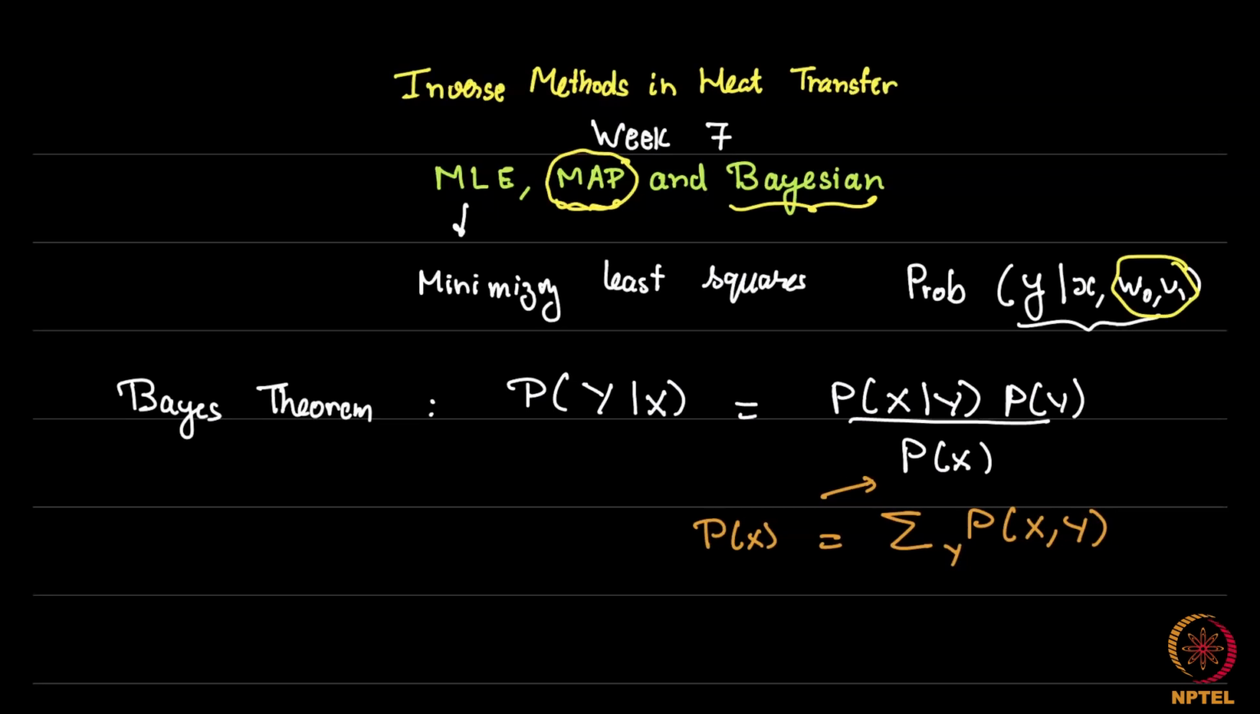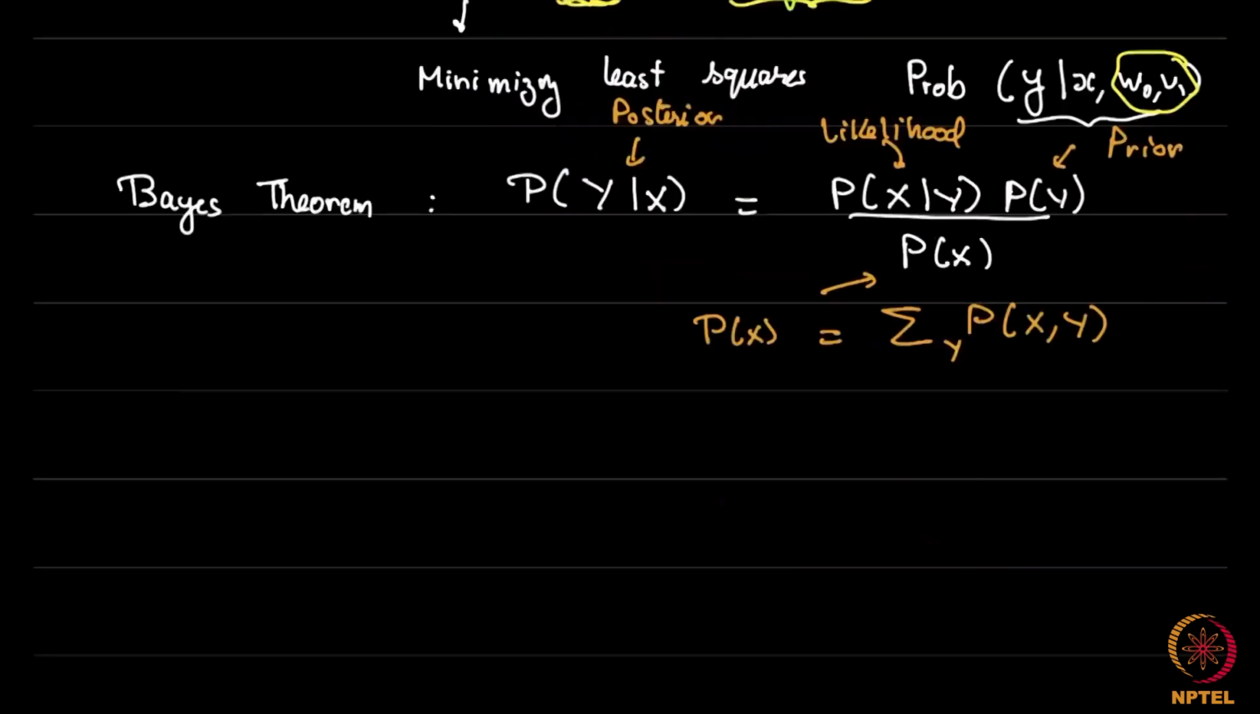Now, as it turns out, and as we will see when we come to the Bayesian estimate, this quantity can often be really hard to compute. This is usually something which I called the prior. This is called the likelihood. And this is called the posterior. Now, of course, I can switch x and y also, and that's the form in which we are going to do it right now. Okay.